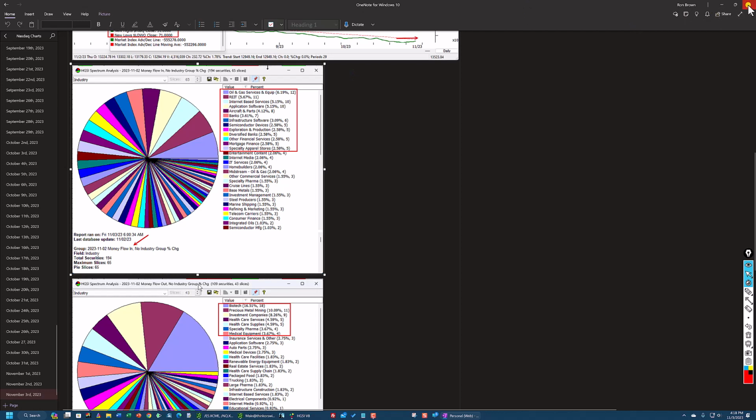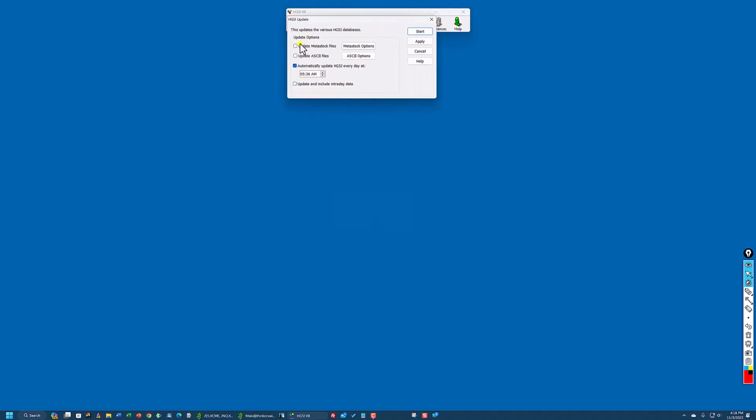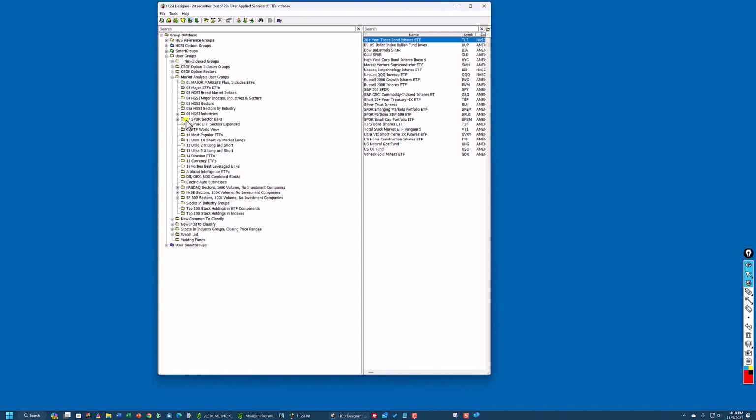Okay, now let me get this out of the way. You can see the data's been updated. Now I want to go in and deselect that. I update Metastock files too because I still use AmiBroker occasionally to look at charts. So the data has been updated. Now I'm sure all the indexes have been built already. When I did that update, I know they have.